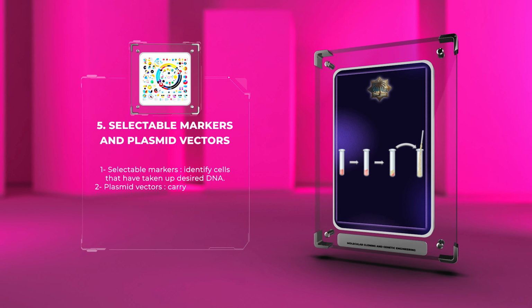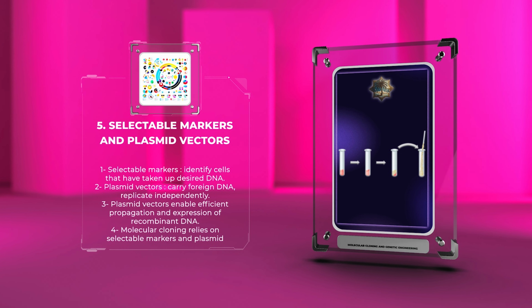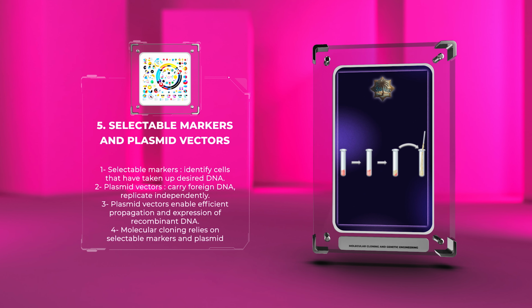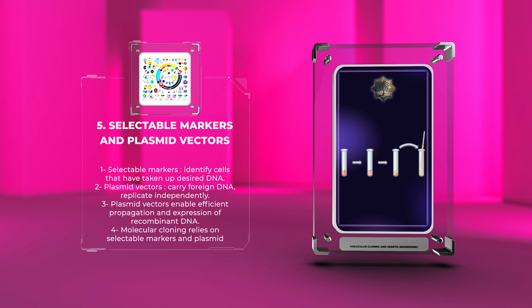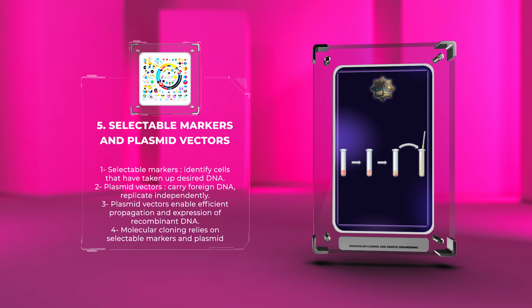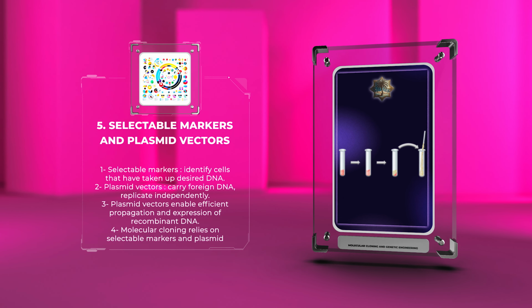In genetic engineering, selectable markers help identify cells that have taken up desired DNA. Plasmid vectors are DNA molecules that carry foreign DNA and replicate independently. They enable efficient propagation and expression of recombinant DNA in host cells. These tools are vital for molecular cloning.